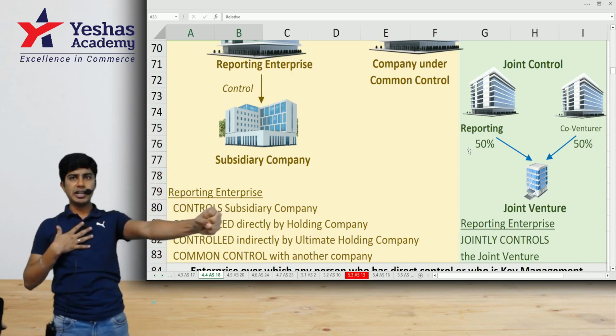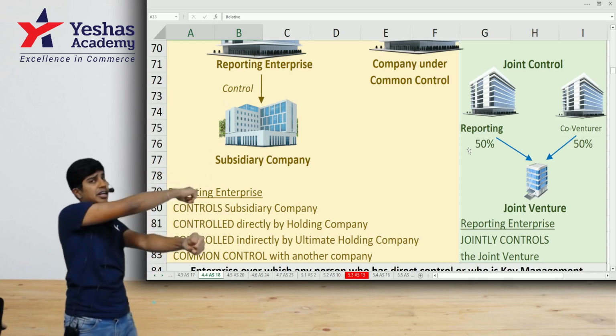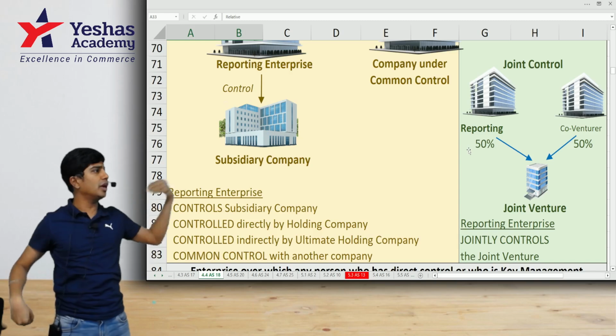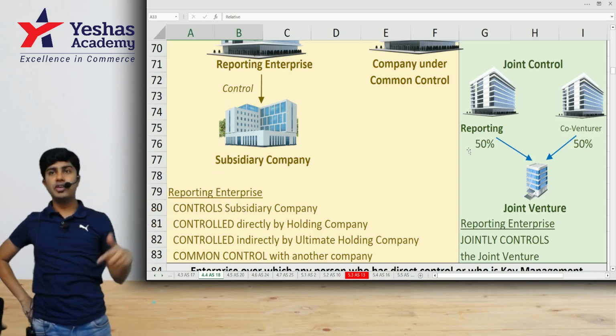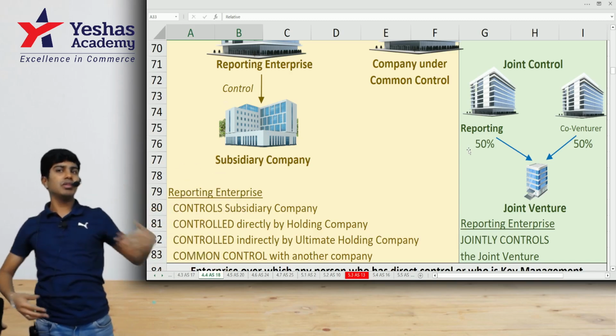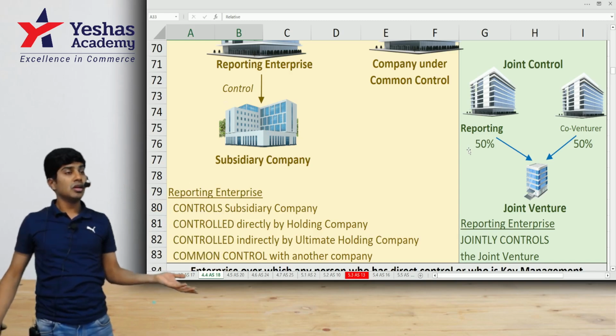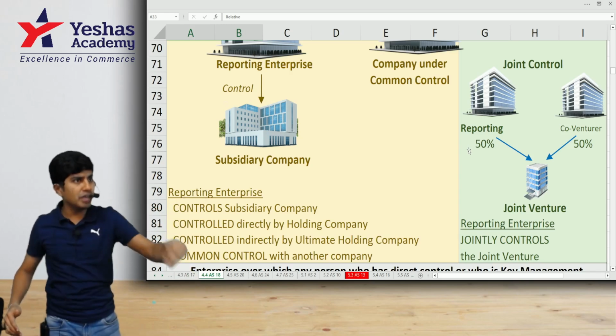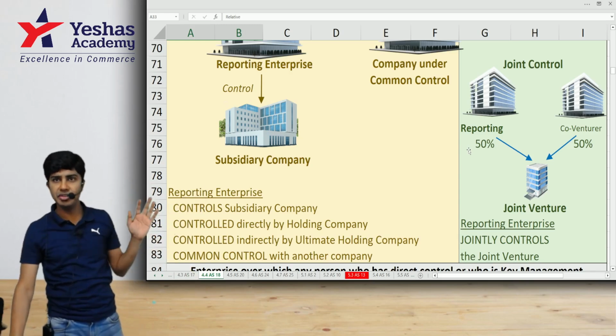The joint venture is my related party. The joint venture is the other party's related party. Both of us are not related to each other. I am not related to another co-venturer because of my joint venture. We just have a venture together. We are not related to each other. If otherwise we have some other relationship, then yes. But because of the joint venture, are we related? No. Everyone get this?